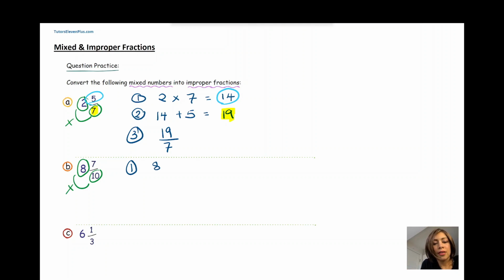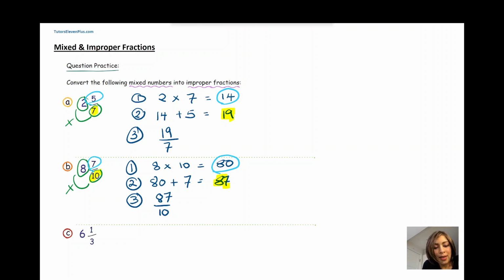So we have 8 multiplied by 10, which gives us 80. Step 2, remember, we then take this 80 and we add it to the numerator. So we have 80 plus 7, which gives us 87. And finally, step 3, we place this number over the denominator. So we have 87 over 10, or 87/10. We can just confirm that 8 times 10 is 80, plus 7 gives us 87.